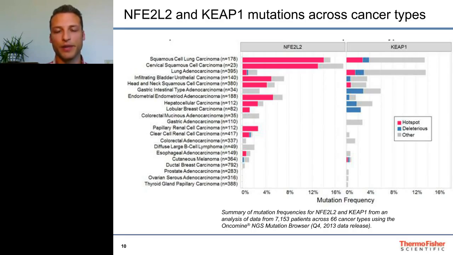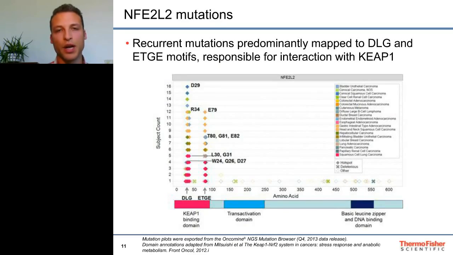status is part of the classification scheme that allows us to say, hey, these are recurrent mutations in this gene. They're probably more important than passenger mutations and ones that aren't recurrent. And you can see that by looking at the transcript level. This is also from our NGS mutation browser. It shows the NFE2L2 amino acid position on the x-axis and count of samples aberrant on the y-axis.